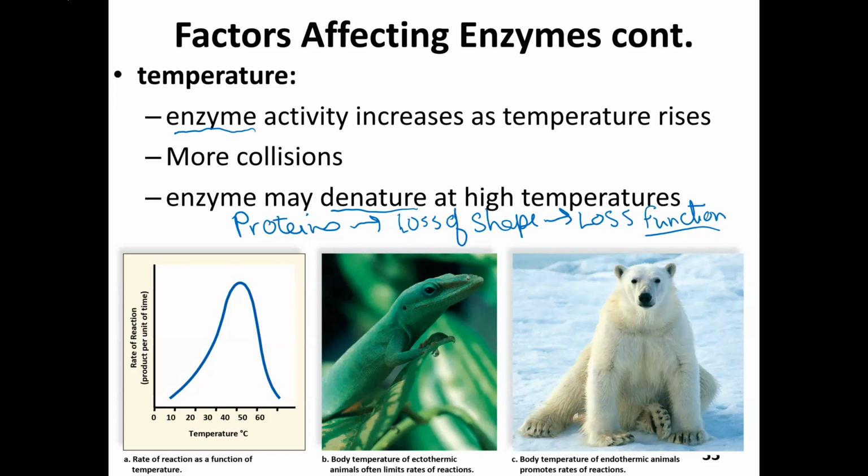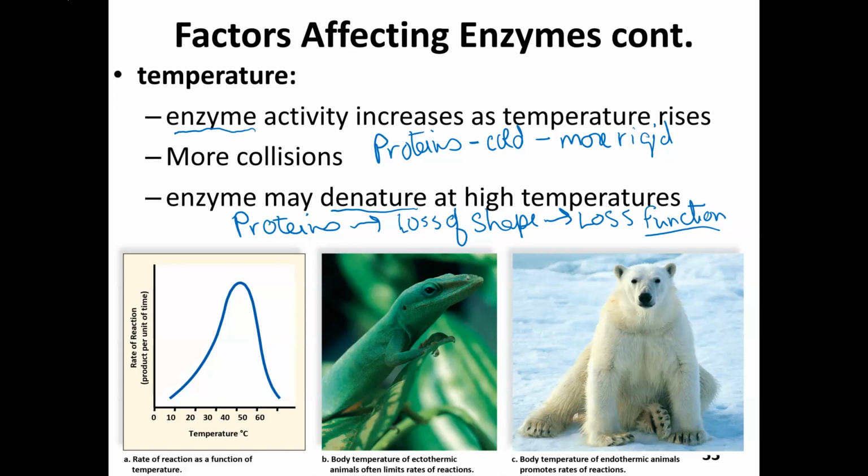If you cool the environment down too much, these proteins will actually become more rigid. So remember, enzymes have that induced fit, so they're not very rigid. They have to be able to hug their substrate a little bit. And so when they become more rigid in cold temperatures, they don't work as effectively, so they slow down.